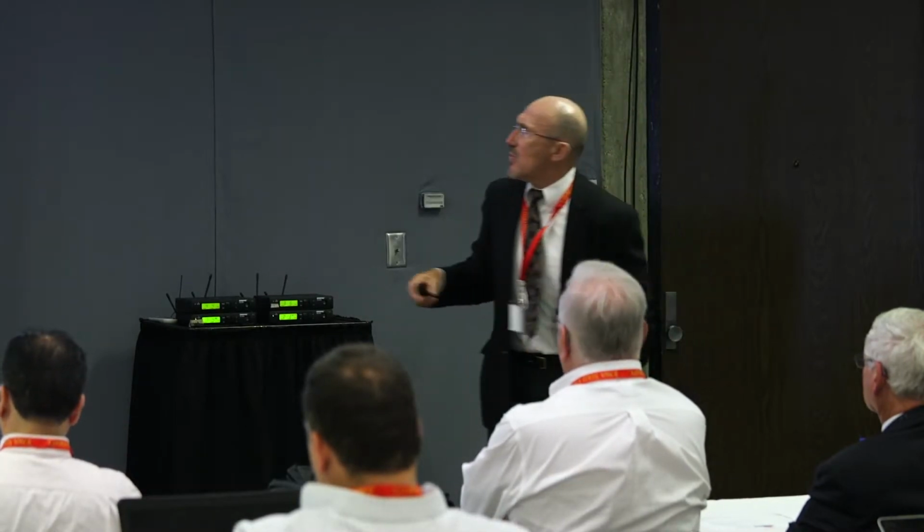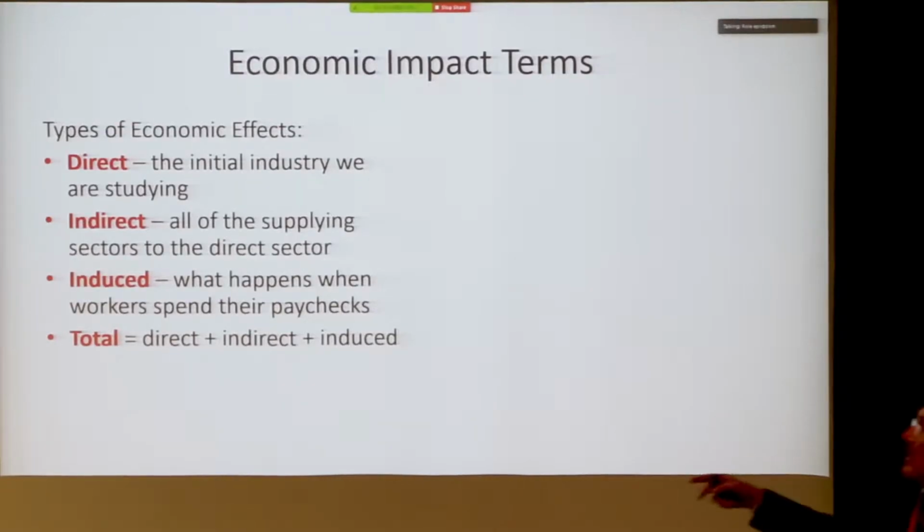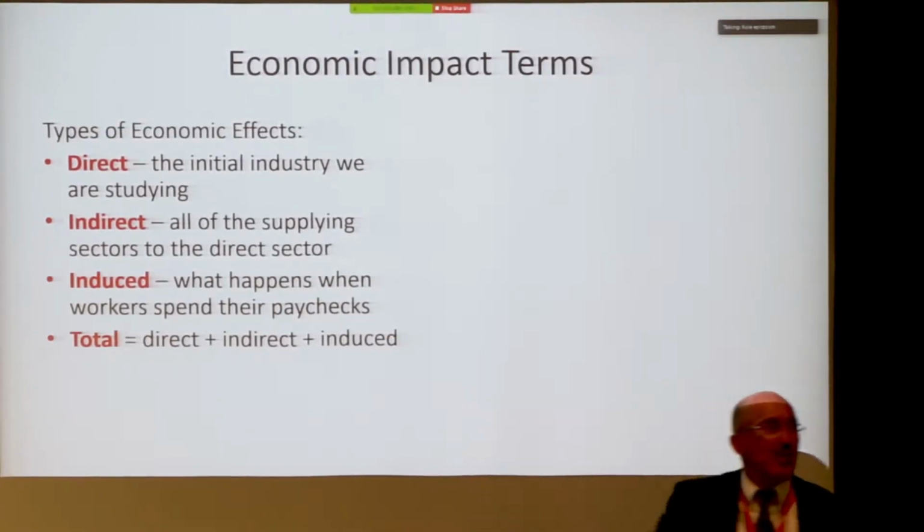The induced effects in economic impact analysis occur when people in the direct sector and the indirect sector turn their paychecks into household consumption, and they induce another round of economic activity. And as they induce another round of economic activity, they create jobs in the induced sector who turn around and buy things in the economy. You add it all together and you get the total economic impacts.